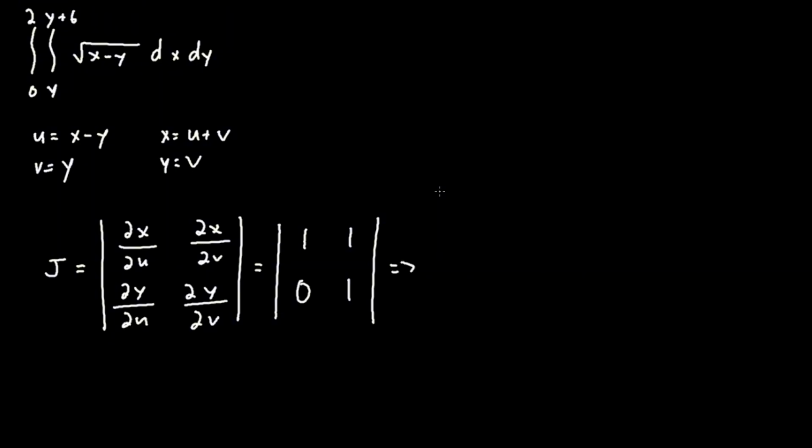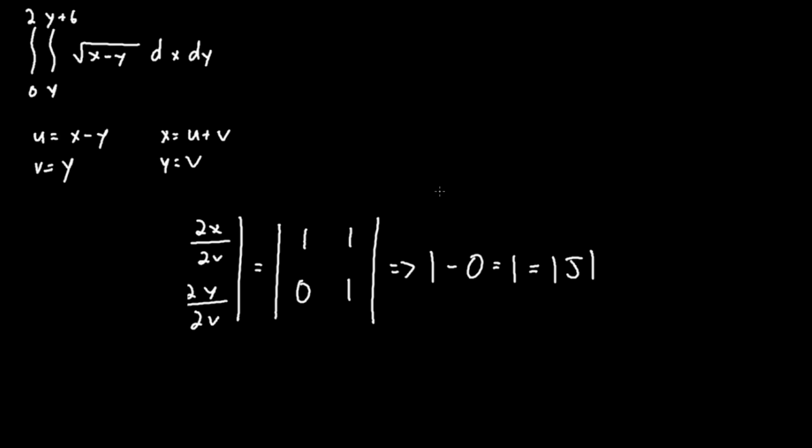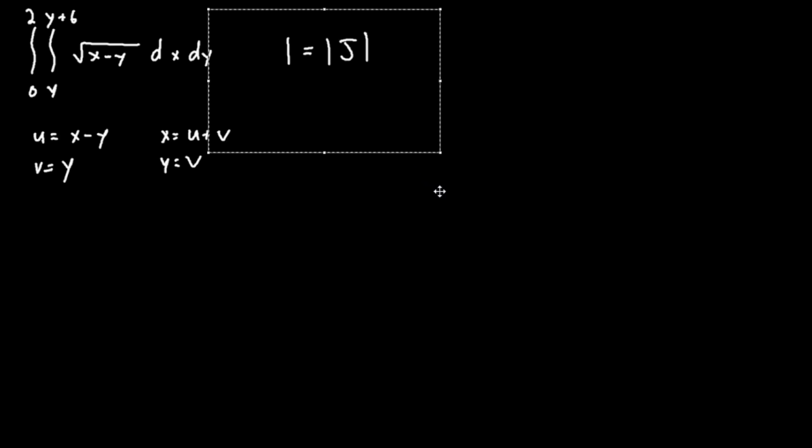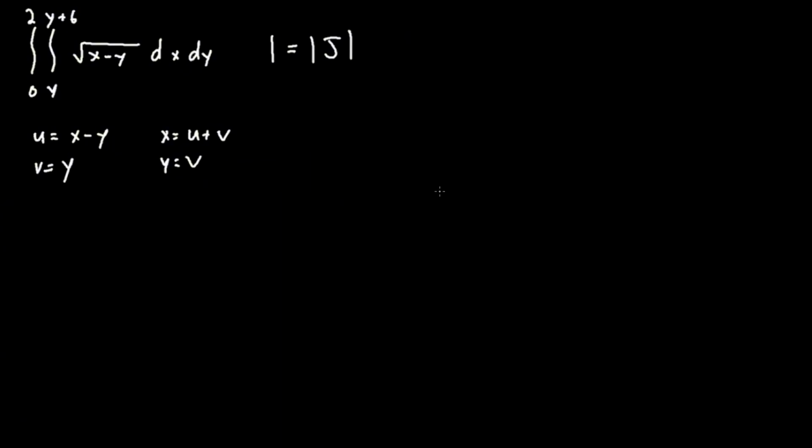And our Jacobian just ends up being 1 times 1. So we multiply these, you get 1 times 1, which is just 1, and 1 times 0 is just 0. So our Jacobian is 1 minus 0, which is equal to 1. Therefore, our Jacobian is equal to 1. I'm just going to keep it in the top for consistency's sake, because you'll have to do that for every single problem. Okay, now that we have the Jacobian, what do we do next?